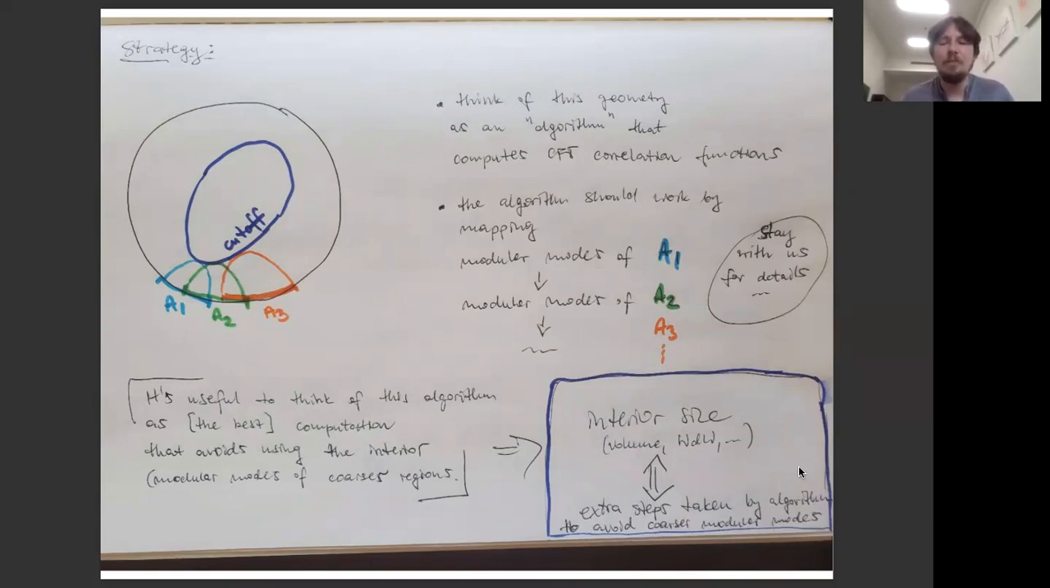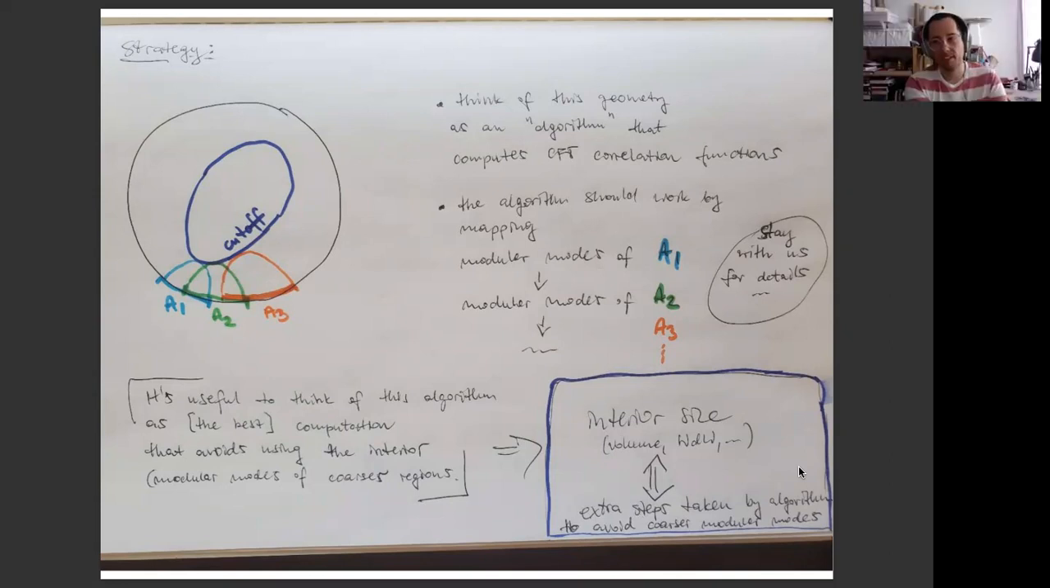So if you're willing to work with any modular modes, maybe the complexity would be much smaller, but because we're trying to avoid certain large scales, the algorithm we have at our disposal is less efficient, so it takes more steps, so the complexity is higher.